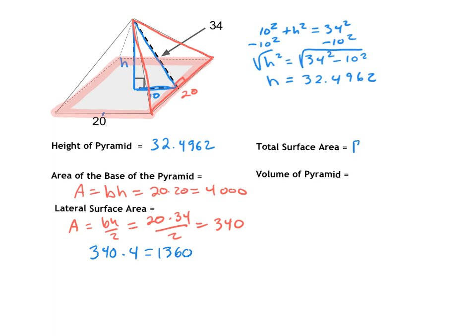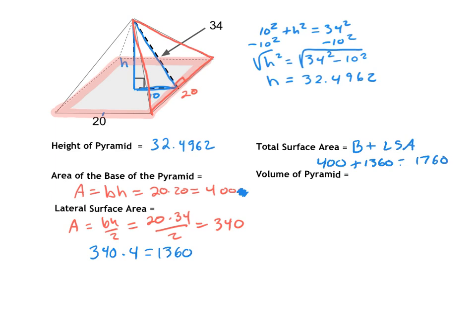Now, to find the total surface area, I just need to add the base area plus the lateral surface area. Well, my base area is 400, and I just noticed over here that I wrote down 4,000 instead of 400. That should just be 400. Plus the lateral surface area, which is 1360, which will give me 1760 for the total surface area.